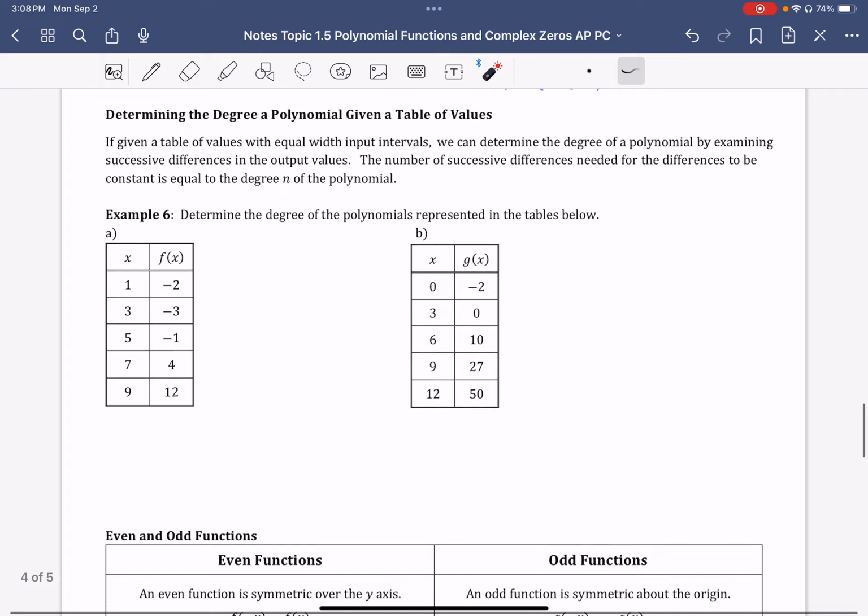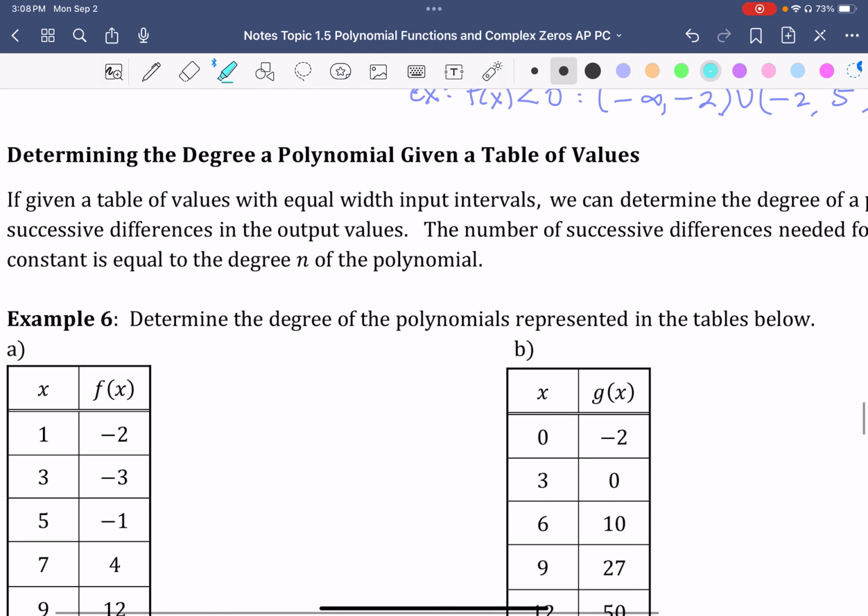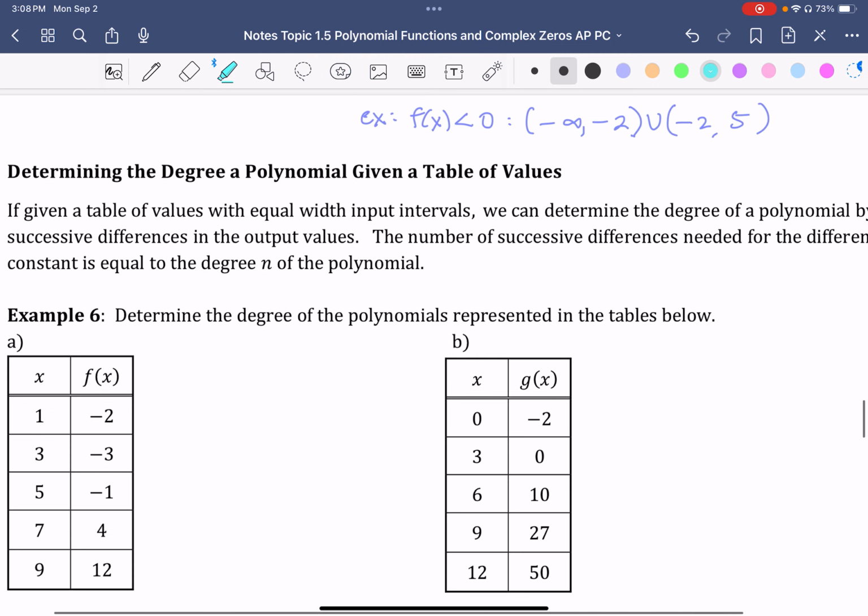Okay. The next part of the notes is determining the degree of a polynomial given a table of values. If you're given a table of values with equal width input intervals, we can determine the degree of a polynomial by examining successive differences in the output values. The number of successive differences needed for the differences to be constant is equal to the degree n of the polynomial. Now, here's something that you might have overlooked.